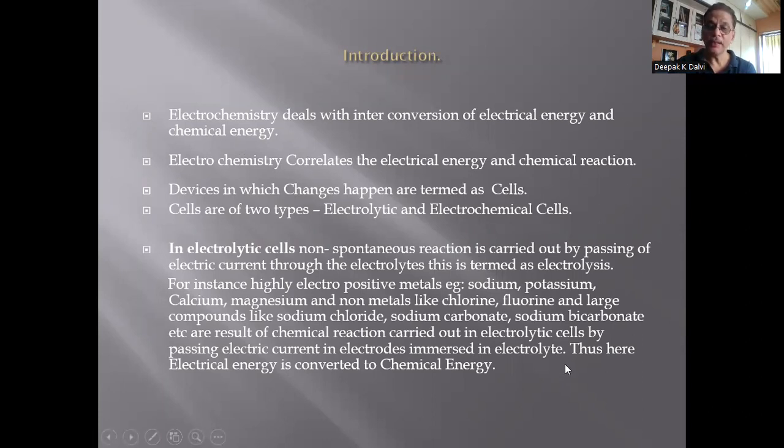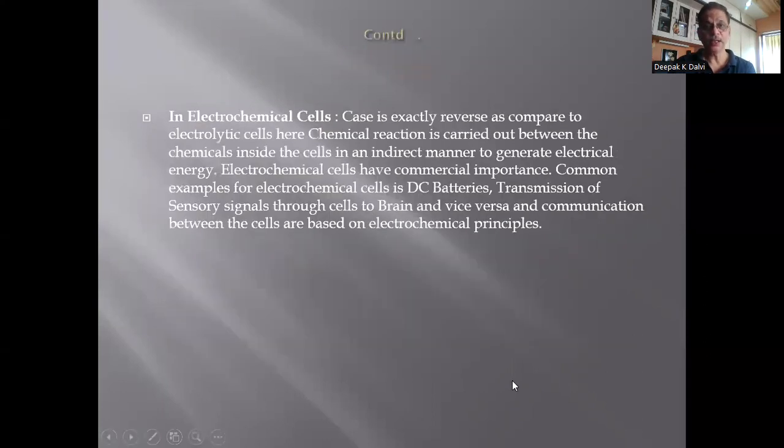So here, what is happening in electrolytic cells? Electrical energy is converted into chemical energy, and vice versa. In an electrochemical cell, it is happening vice versa. In this case, it is exactly reverse as compared to the electrolytic cells. So here, the chemical reaction is carried out between the chemicals inside the cell, in an indirect manner, and electricity is produced when this cell is connected in a circuit.